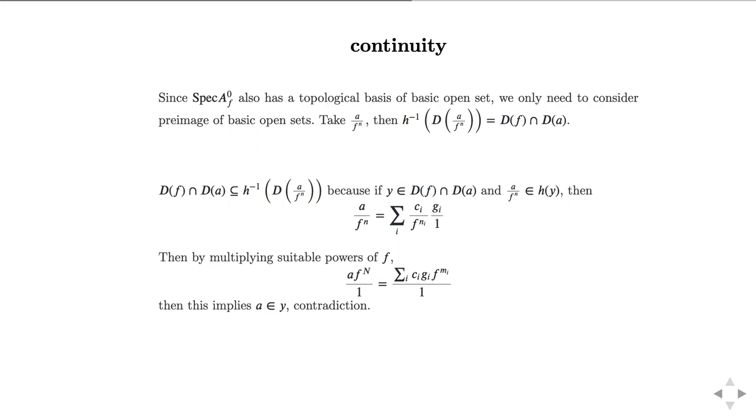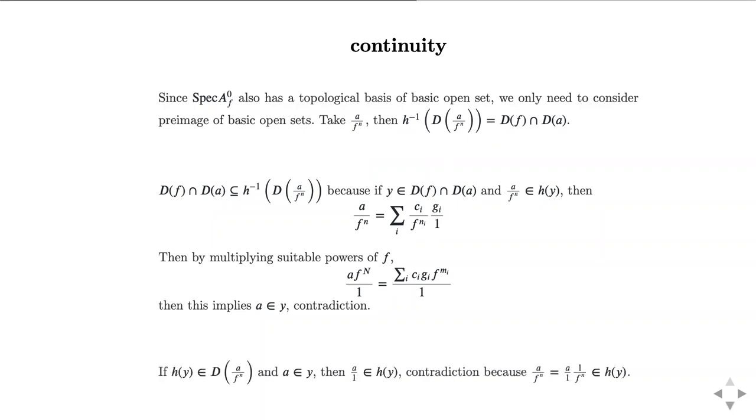So if we start with an element Y that is in the basic open set at F and also in the basic open set at A, then we can, again, playing the same trick, write A divided by F to the power of N as a linear combination. And just by multiplying suitable powers of F, we can again write A times F to the power of N divided by one as a sum of something times powers of F. And then because of the presence of the G, we can always see the left-hand side, A times F to the power of N, is in Y. But since Y is a member of this basic open set, then F is certainly not in Y. So we can conclude that A is in Y.